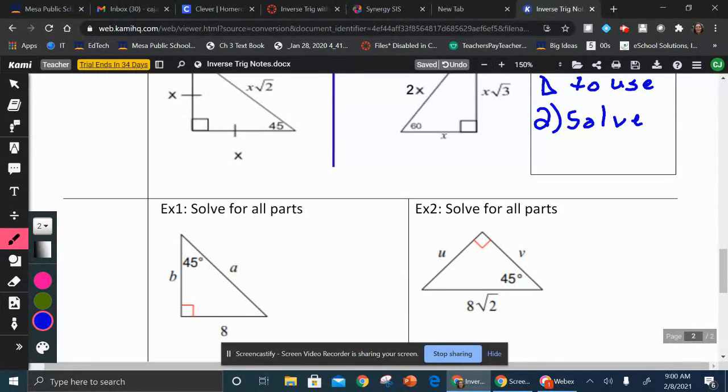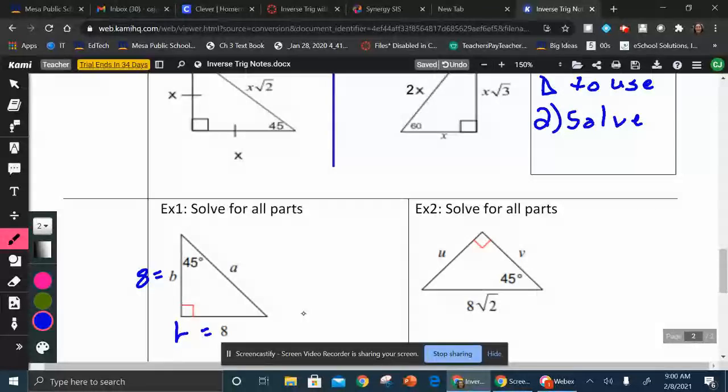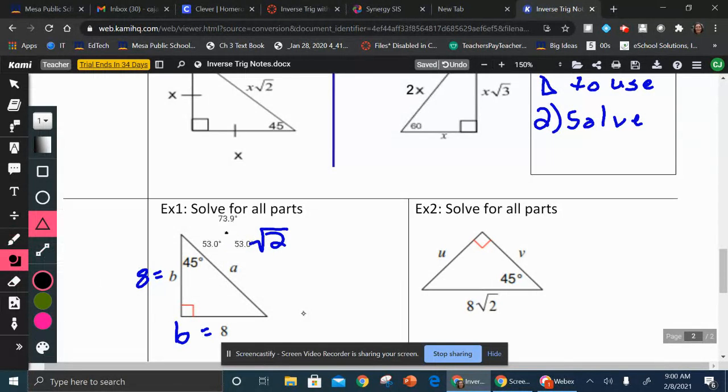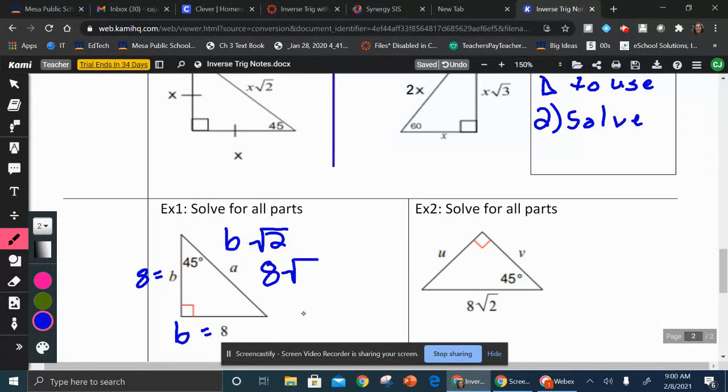Like this one, it says solve for all parts. Remember, if this is x, that means that this is also 8. Sorry, I'm going to put base. Those both will be equal. And then a, remember, is equal to x square root of 2. But we can also use a b. So we're going to do 8 square root of 2.